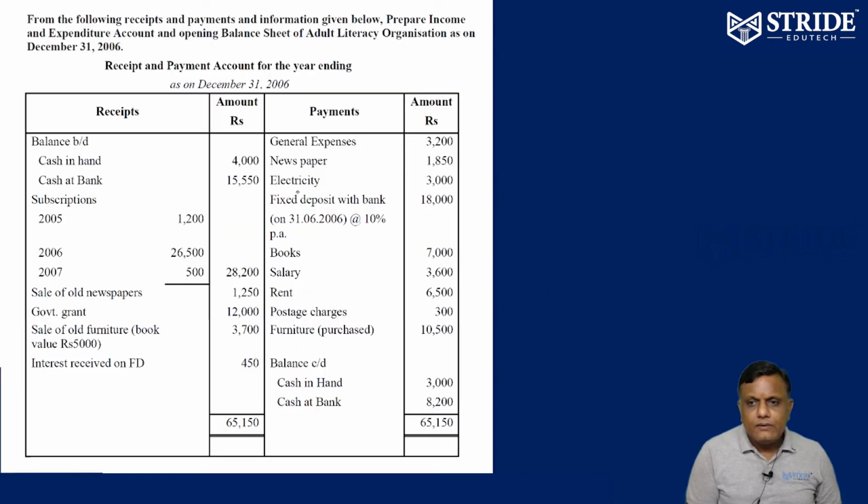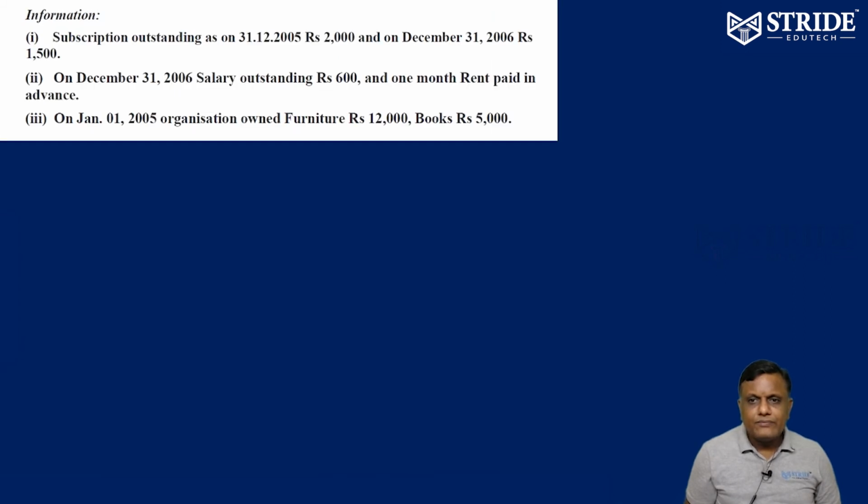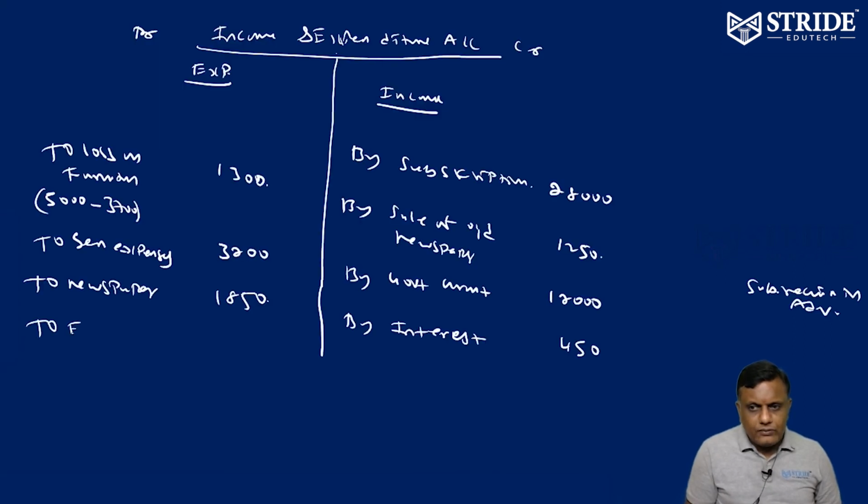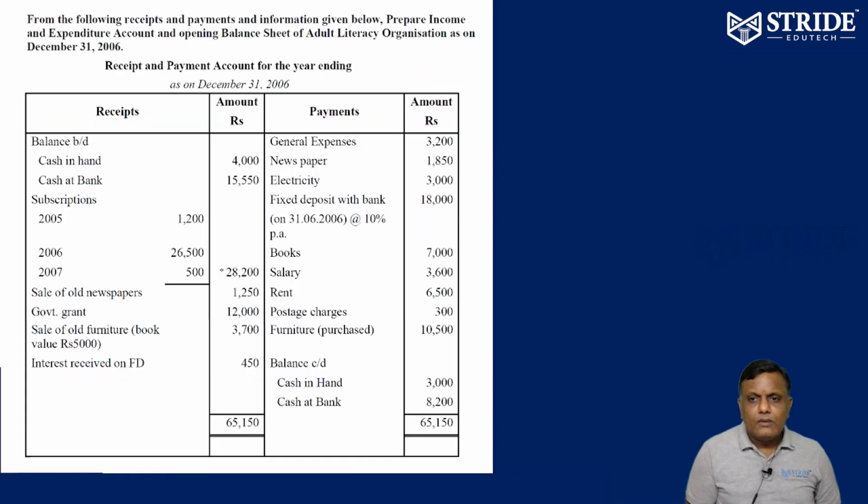Next, electricity 3,000. There is an adjustment for electricity, I think. To electricity, supposed to be 3,000. Right. Next. Now come back. How much have we deposited in the bank? 18,000. When we deposited, it was actually June end, 30th.